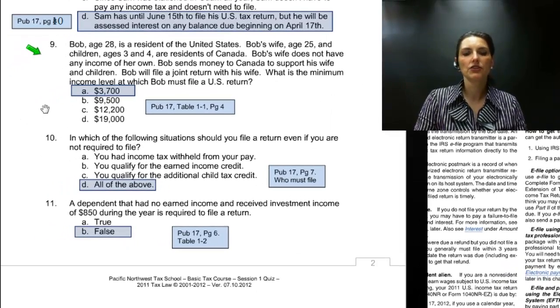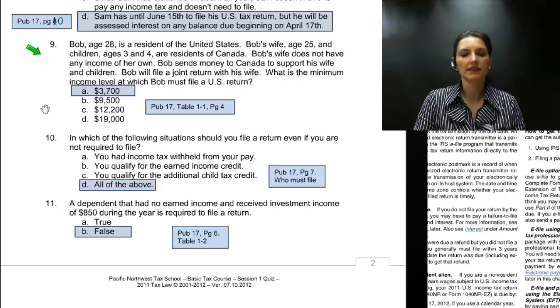Number 9, Bob, age 28, is a resident of the United States. Bob's wife, age 25, and children, ages 3 and 4, are residents of Canada. Bob's wife does not have any income of her own. Bob sends money to Canada to support his wife and children. Bob will file a joint return with his wife. What is the minimum income level at which Bob must file a U.S. tax return? And we get $3,700 as being the correct answer.